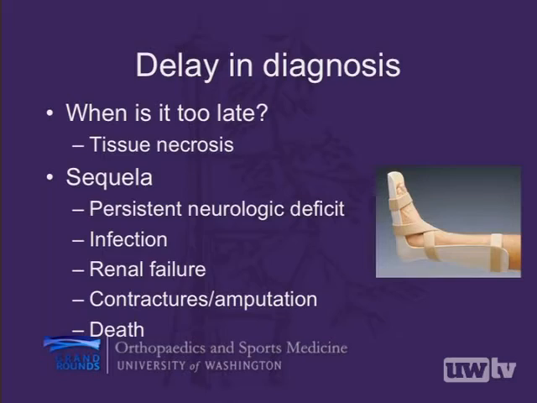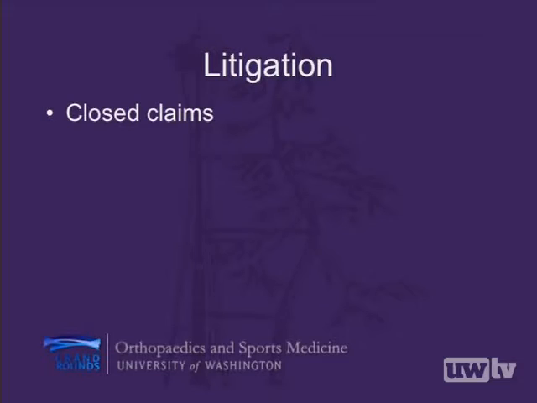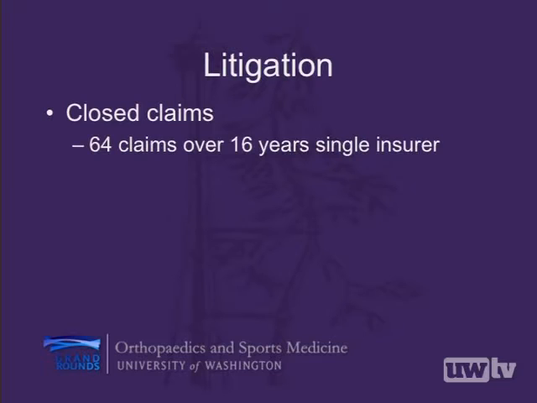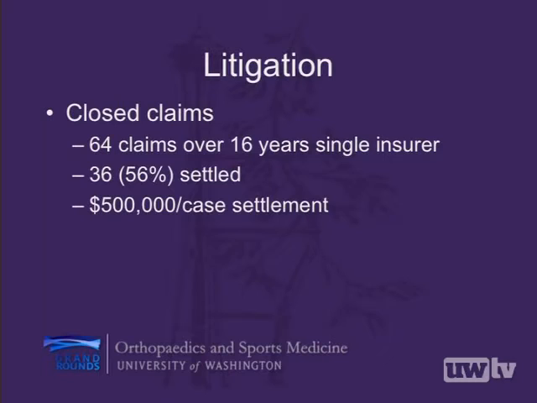And finally, for my part of the talk, is litigation. So just looking at closed claims for compartmental syndromes, 64 claims over 16 years for a single insurer in one publication. 56% of these were settled out of court at an average of approximately $500,000 per case settlement.